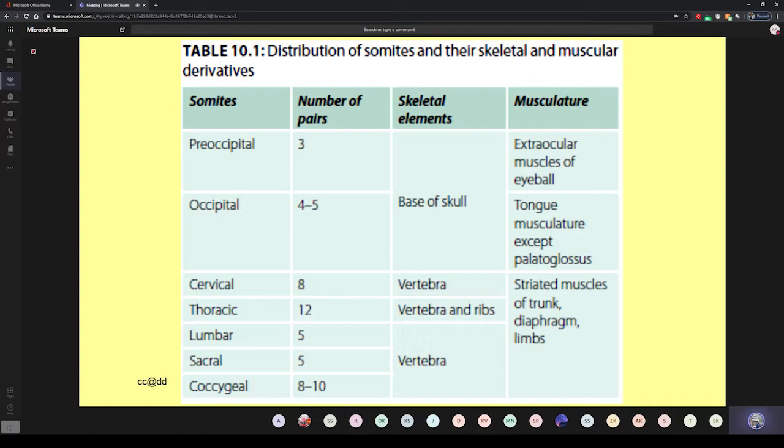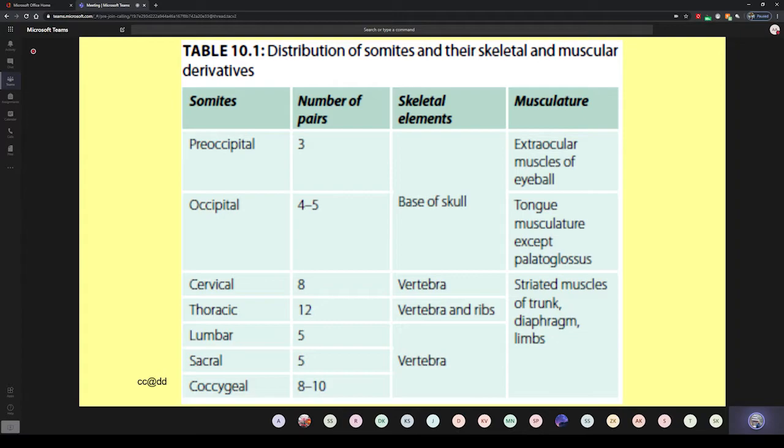Now, in addition, some textbooks add one more word called somatomeres. I deliberately did not add it here because it may end up confusing you and it is not really required. What they say is that somatomeres are for the cranial end and have to do with the formation of the skull and the musculoskeletal system of the head, neck and face, whereas somites are for the rest of the body. I don't want to confuse you, and it's not really necessary.